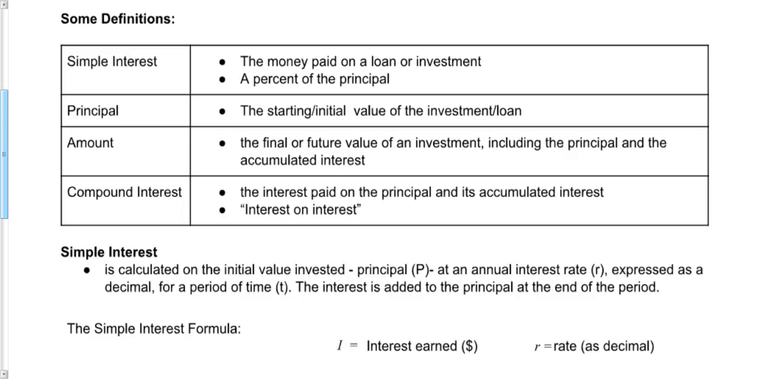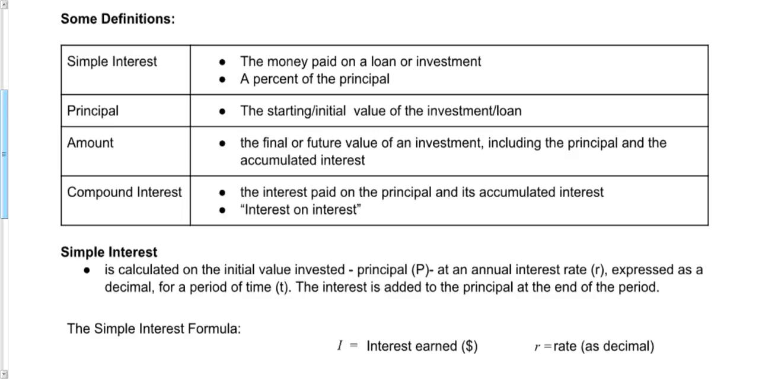And finally, compound interest. It is a type of interest, but it's interest that's paid on the principal as well as its accumulated interest. So instead of just earning interest on, say the $1,000 that you invest, you actually earn the interest on the $1,000 plus whatever interest you earned in the previous years of the investment.